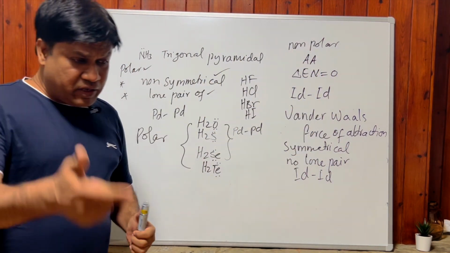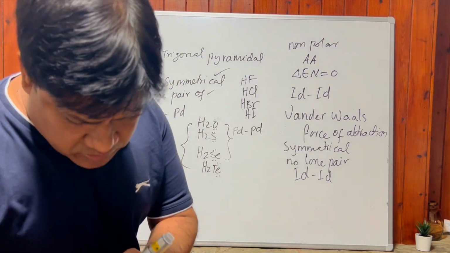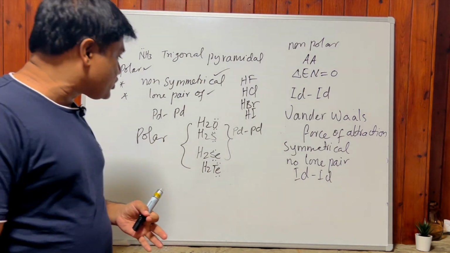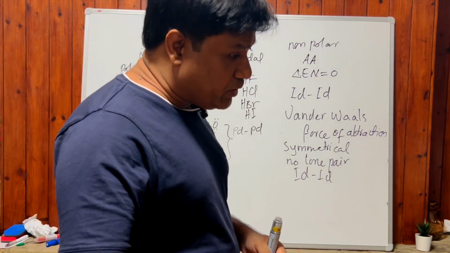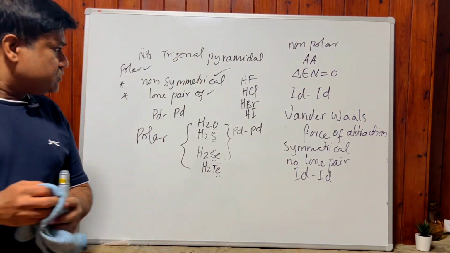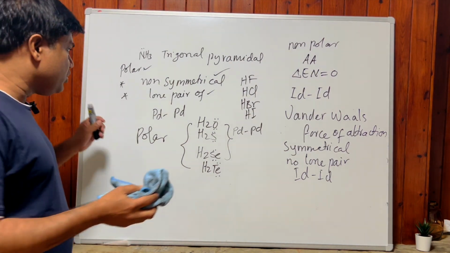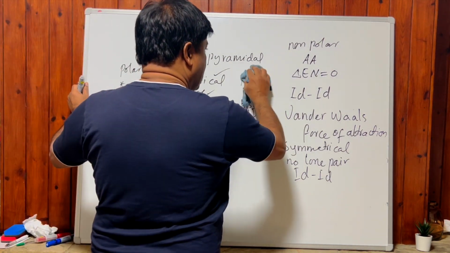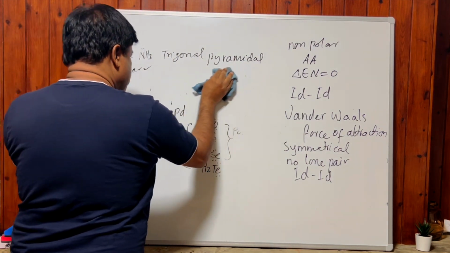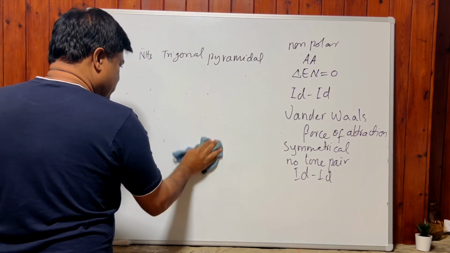So any molecule which is a polar molecule, non-symmetrical, with presence of lone pair, what type of intermolecular force of attraction? PD. Sir, you are repeating. Yeah, that's good for you. Okay, PD. Now, let's check the symmetrical molecules. All the symmetrical molecules, tetrahedral molecule, perfectly symmetrical.